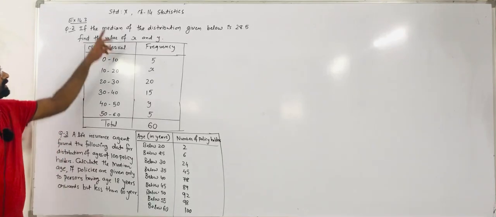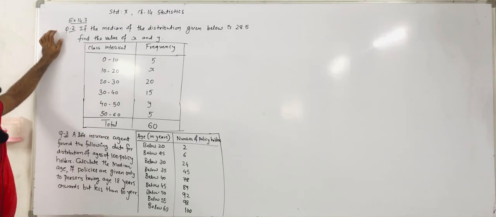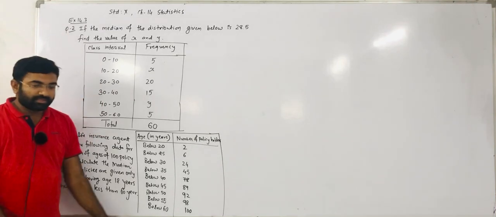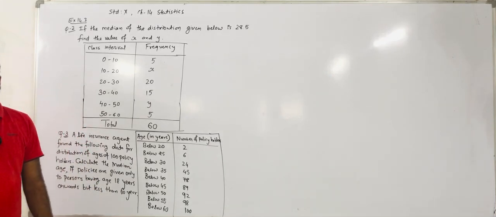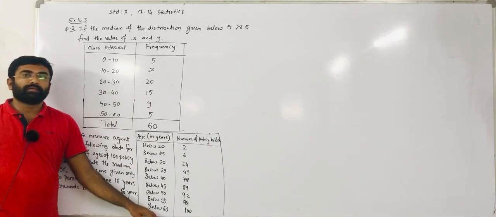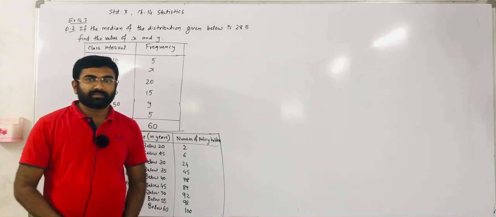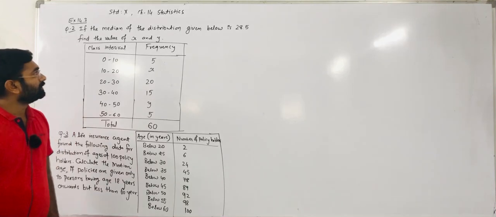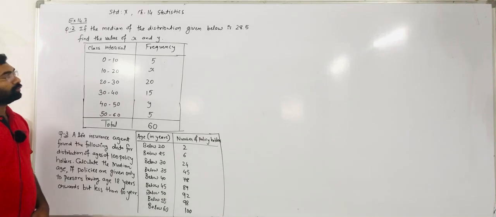Hello students, standard 10 chapter number 14 statistics, exercise 14.3, question number 2. As we discussed in our previous period, in exercise 14.3 we have to solve the sums regarding the median, and in exercise 14.2 we discussed the mode sums and in exercise 14.1 the mean sums. In our previous period we already discussed the formula of median for the grouped data.